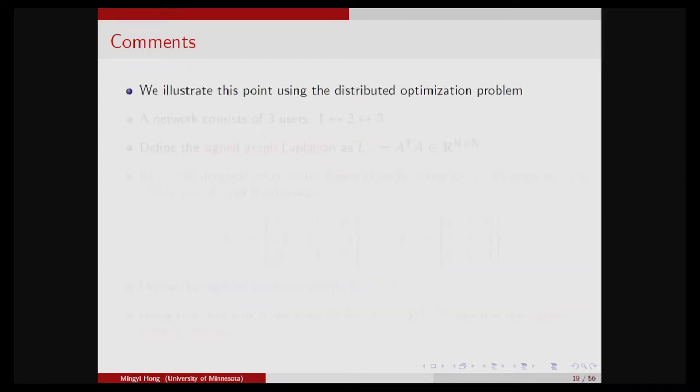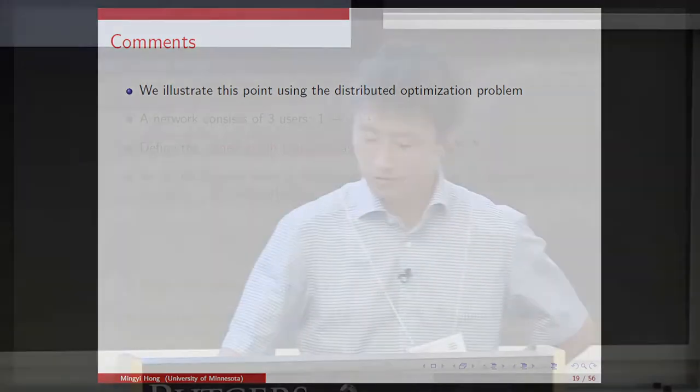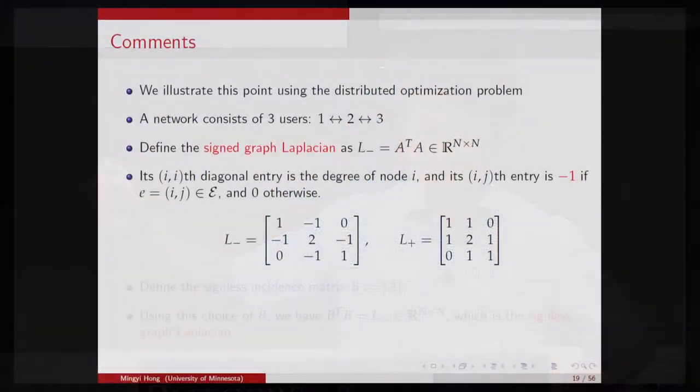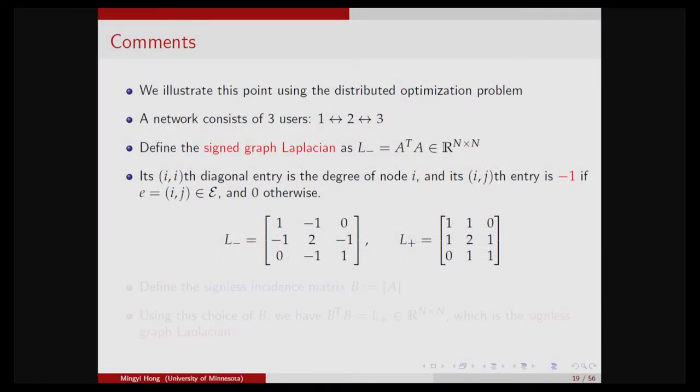Okay. So what do I mean by that? I will give you an example on distributed optimization on how to choose this matrix B. So let's consider a network of three users, 1, 2, 3. One is connected to 2, 2 is connected to 3. So we have this A matrix. This A is the adjacency matrix that we just defined.